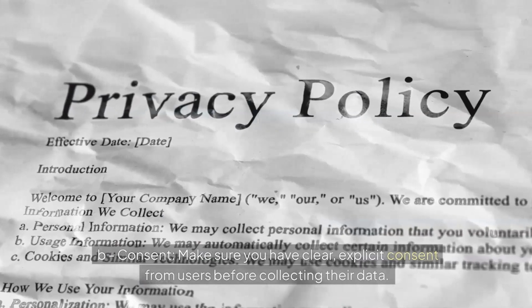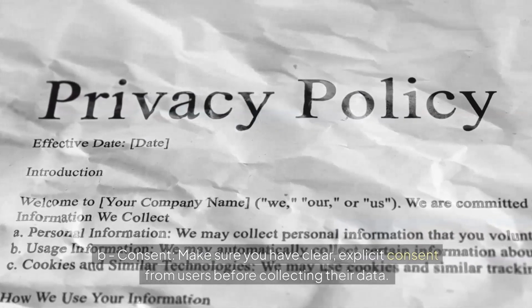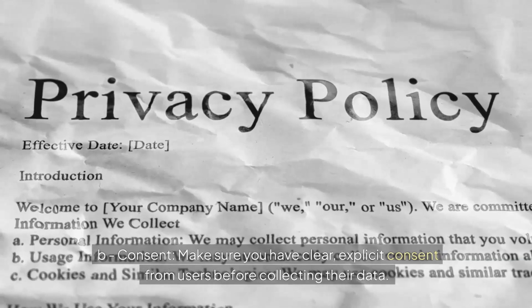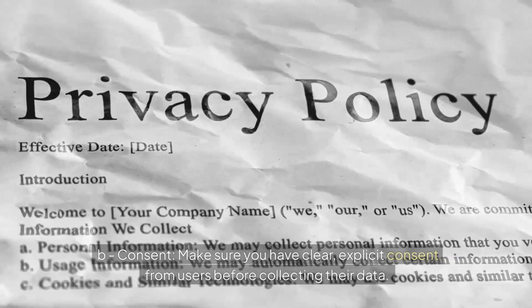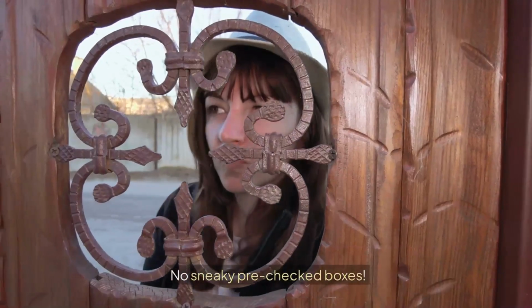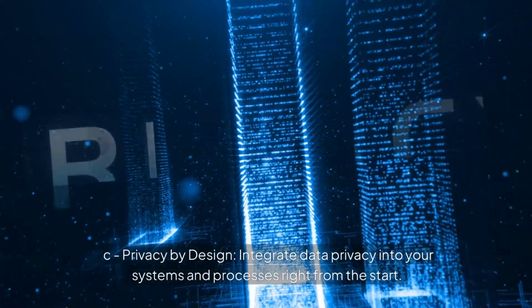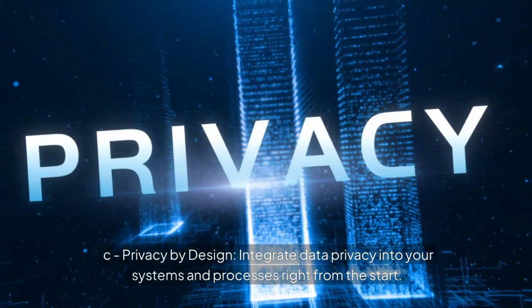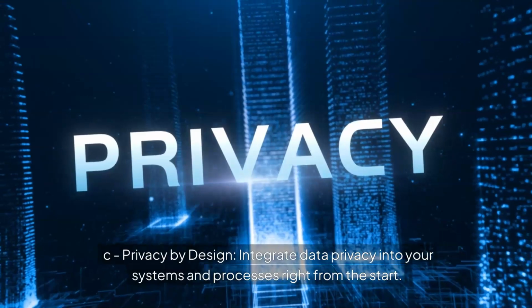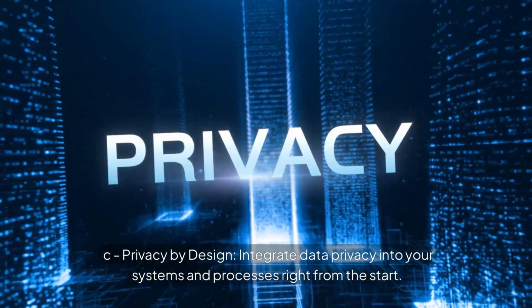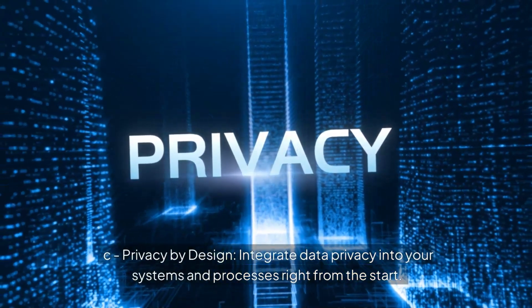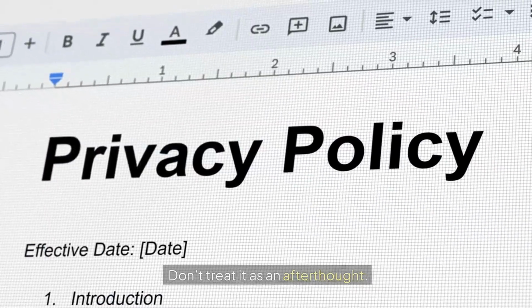B. Consent. Make sure you have clear, explicit consent from users before collecting their data. No sneaky, pre-checked boxes. C. Privacy by design. Integrate data privacy into your systems and processes right from the start. Don't treat it as an afterthought.